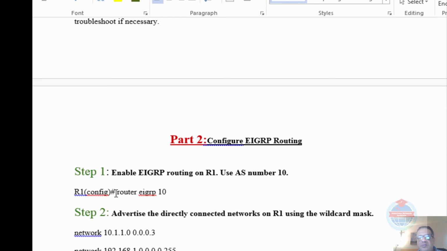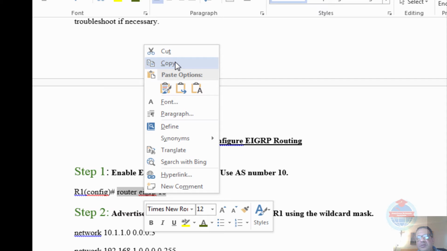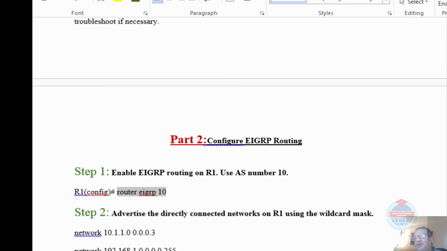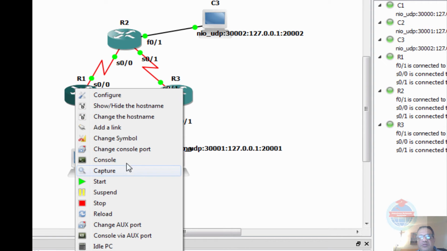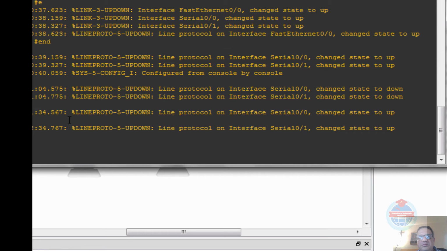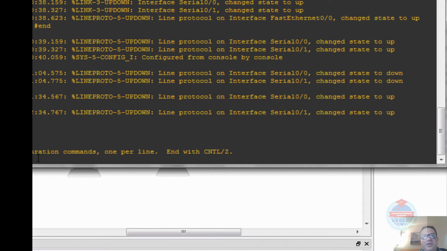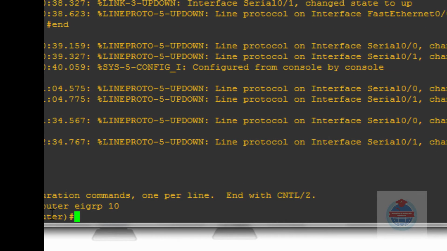First thing, we're going to take this value, copy, and after that we're going to be using console, and the mode is conf t. From here we're going to do copy and paste, and we got this stuff running.